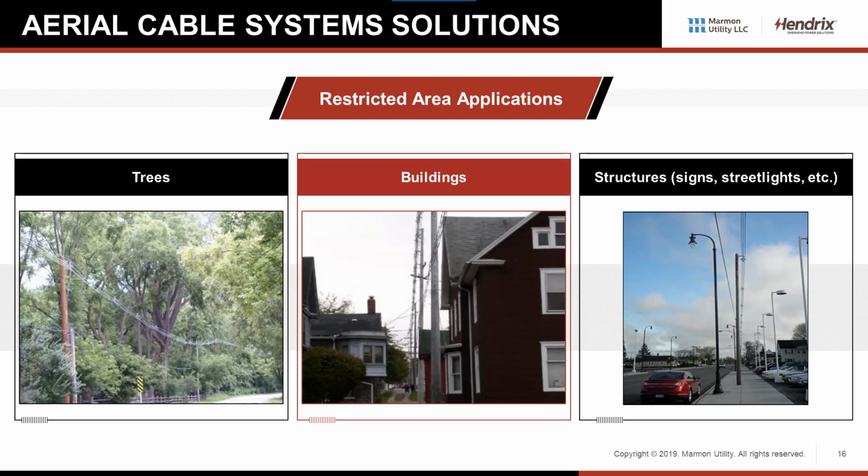Probably, obviously, the most common application for spacer cable is in heavily treed areas. So again, you can not only reduce the clearance required between the vegetation and the spacer cable, but it's also a very robust protected system from the covering, in addition to the messenger and the tree limbs falling on it.